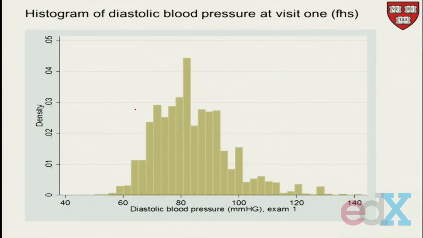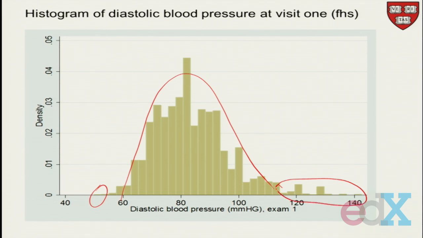Well, when you do that, you come up with what is called a histogram. So here's a histogram of the diastolic blood pressure at visit 1 for our Framingham Heart Study. So we get an idea of how these data are distributed. There's a little bit down here. The mass of the data is sort of in there, but then there's quite a bit of stuff going on down here.